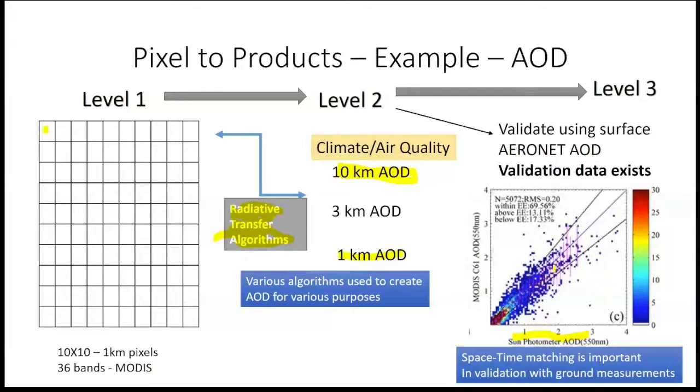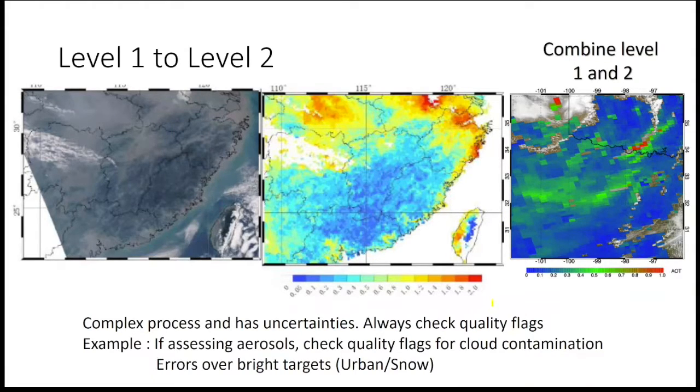Often, people try to take the closest point to do this type of matching, but it's not a good idea, because you have to remember that the sun photometer sits at the ground. It doesn't have really any spatial representation, so you need to average things in space and time properly. For AERONET aerosol optical depth, validation data exists and we're lucky, but it's not going to be the same if you want to validate cloud cover.